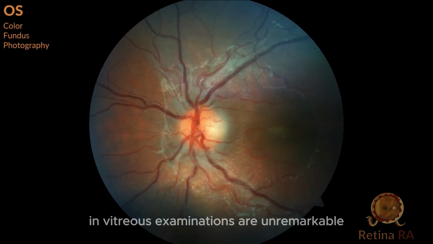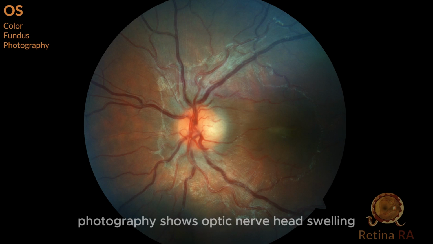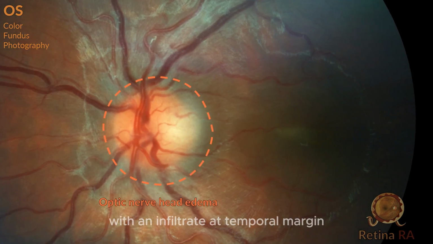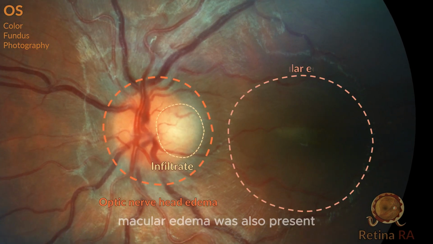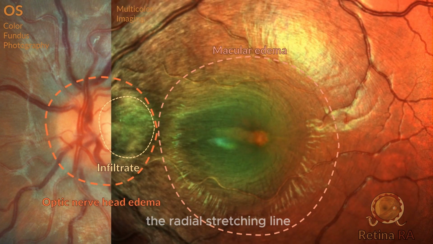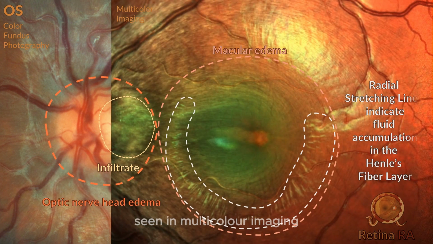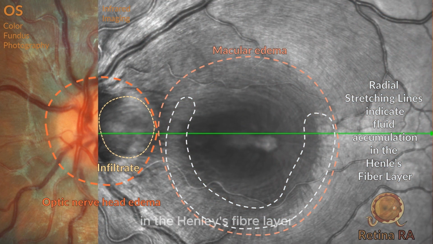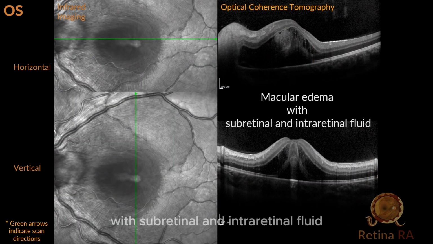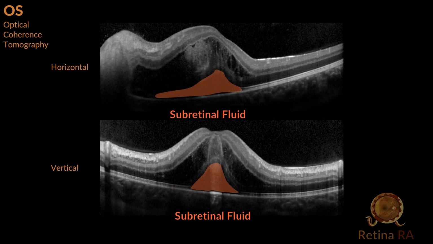Anterior segment and vitreous examinations are unremarkable. Color fundus photography shows optic nerve head swelling with an infiltrate at the temporal margin. Macular edema was also present. The radial stretching lines seen in multicolor imaging and infrared reflectance imaging indicate fluid accumulation in the Henle's fiber layer. Vertical and horizontal OCT-B scans depict macular edema with subretinal and intraretinal fluid. Note that intraretinal fluid and exudate particularly accumulated in the Henle's fiber layer.